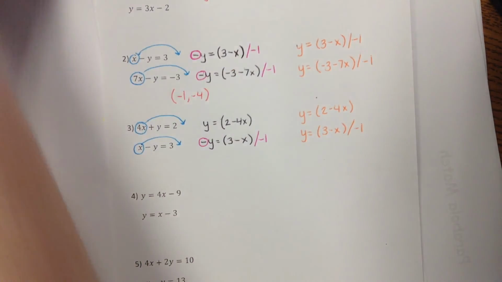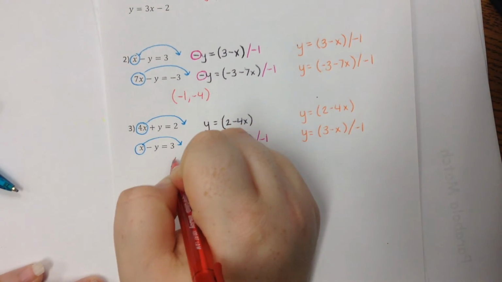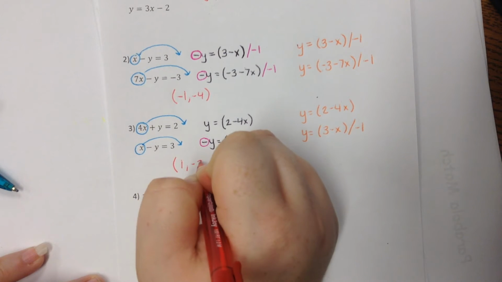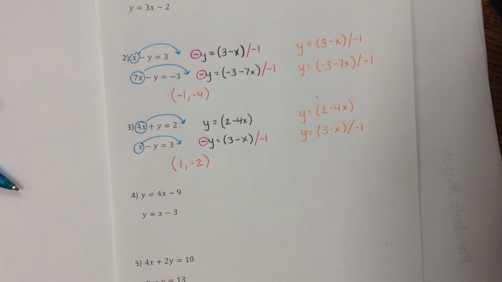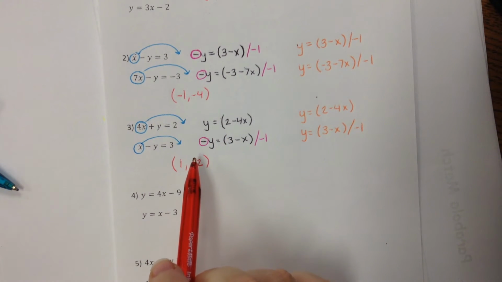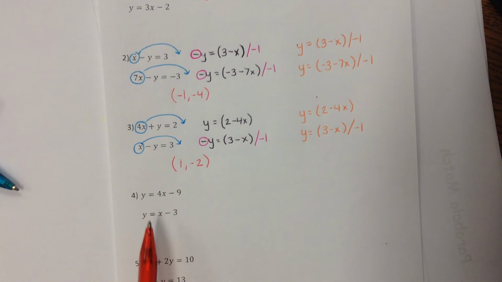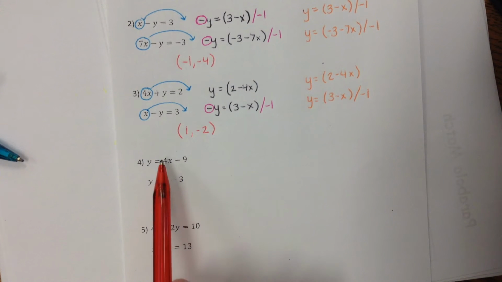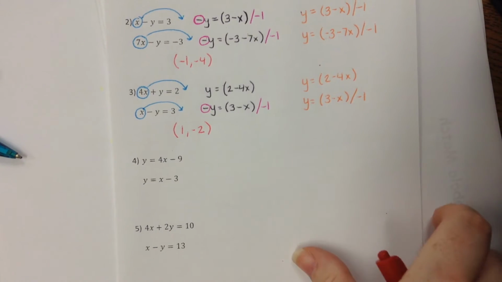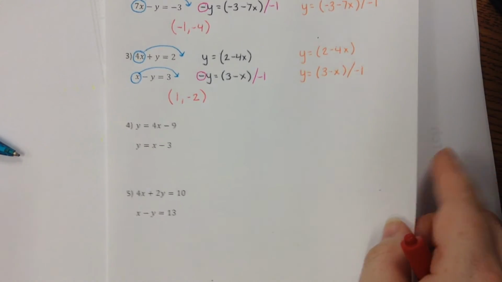So our solution, again, is a coordinate. So it's parentheses 1, comma, -2, close parentheses. That's our solution to this one. Now, on number 4, you can actually see that these are already set up in y = format, so you can type them into your calculator as they are. I'm going to move on to another one. I'm going to switch pages.